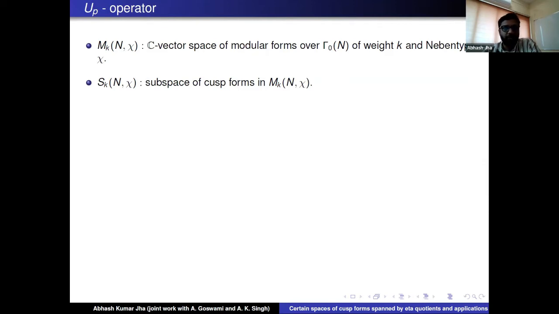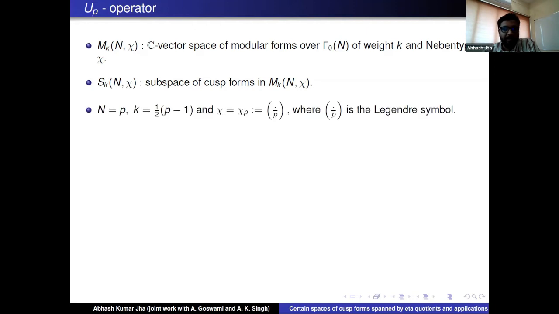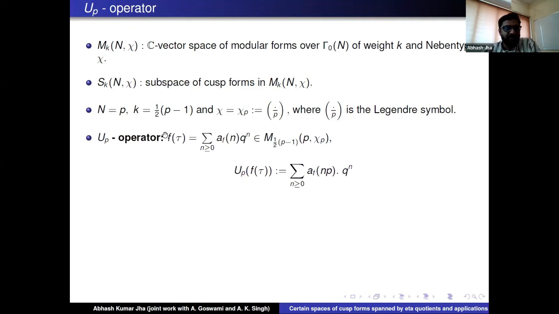Now I'm going to define a U_p operator, which I will be using in the proof. I'll be very specific: my level will always be the prime p, the weight will always be (p-1)/2, and the character will be this Legendre symbol (·/p). So this will be my character, and I'm defining this U_p operator. I forgot to mention that if I have a modular form, it has a Fourier series expression like this.